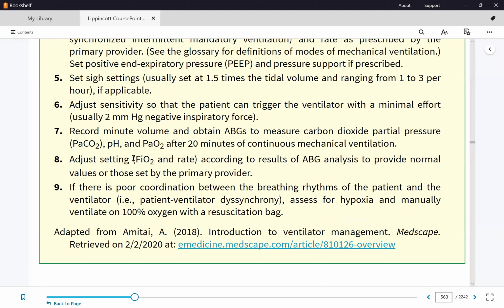Okay, so we adjust the setting depending again on the patient's oxygenation needs. If the current settings are meeting the goal and the ABGs are normal, then leave it. If not, then we need to make changes.